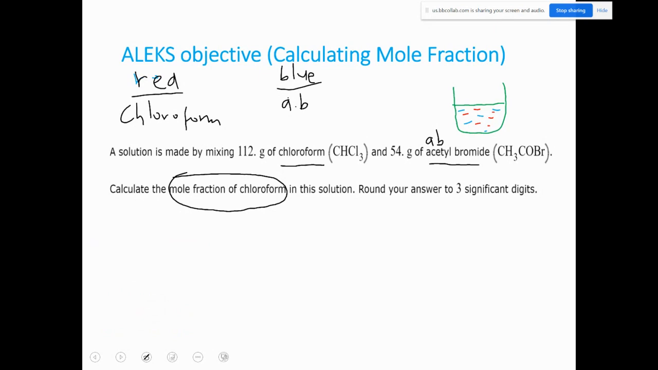All right, so first thing that I'm going to do, whenever you're working on this problem from Alex: since I need the number of moles of 112 grams of chloroform, as well as to change that 50 gram of ethyl bromide to number of moles, that tells me I should know the molar mass of both those molecules.